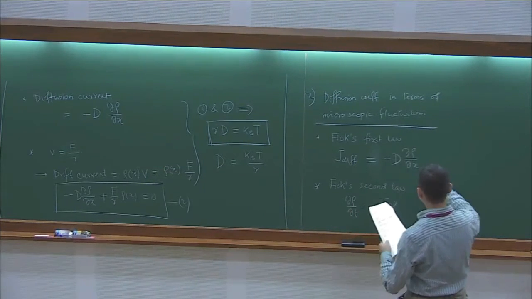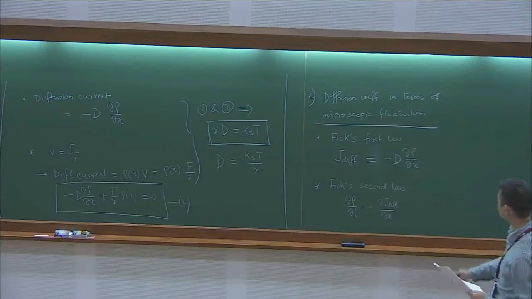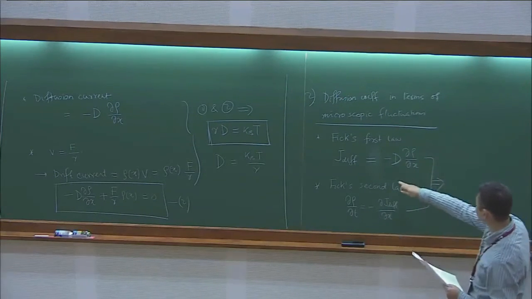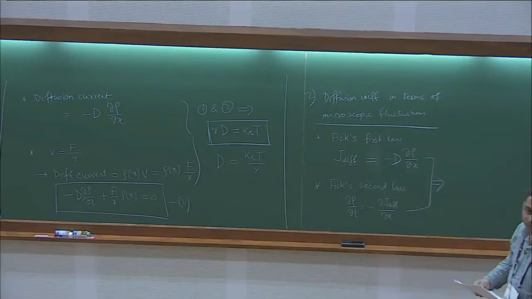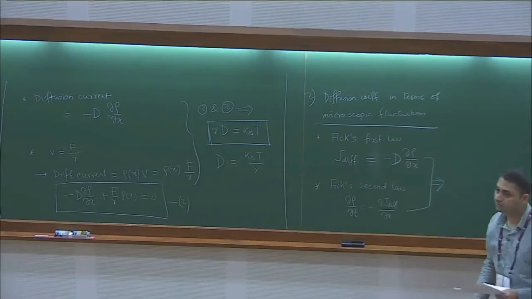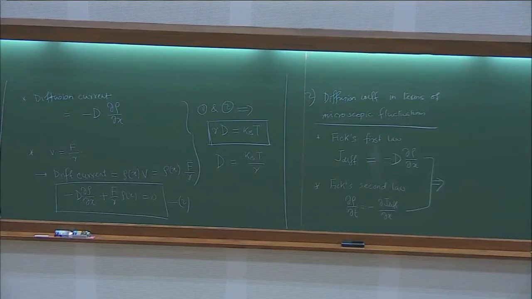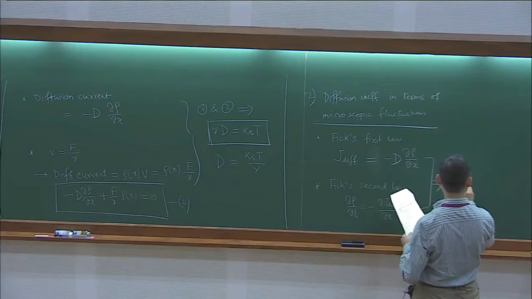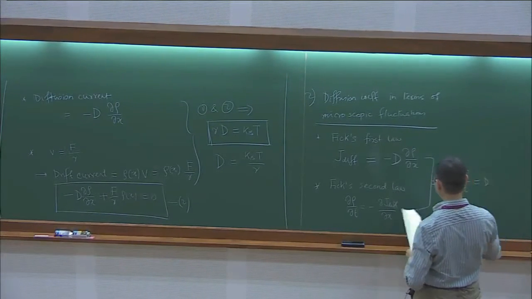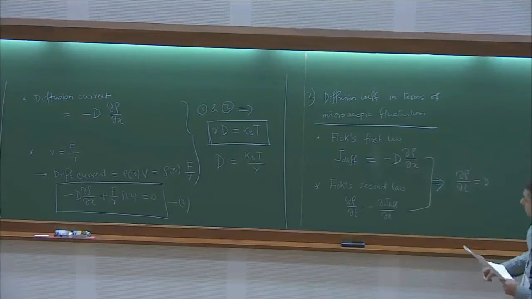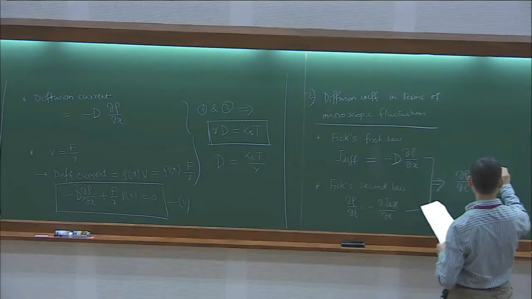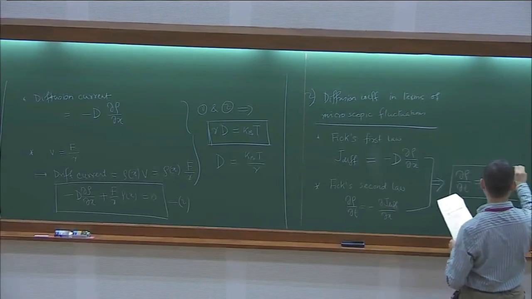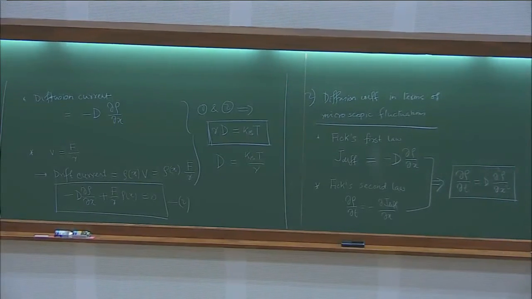Now, if I combine this equation and this equation, what I get is the diffusion equation. I substitute this expression for J, assuming that D is space independent, since it's a homogeneous system. There is one derivative here, one derivative here, so it gives you del rho by del t is equal to D del squared rho by del x squared. So that's the diffusion equation.